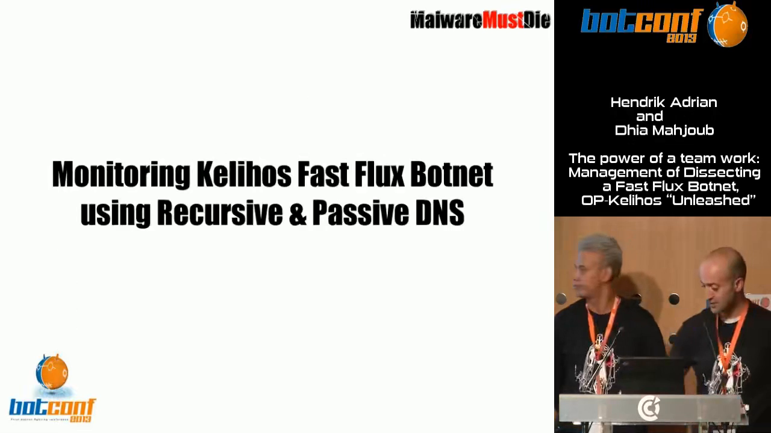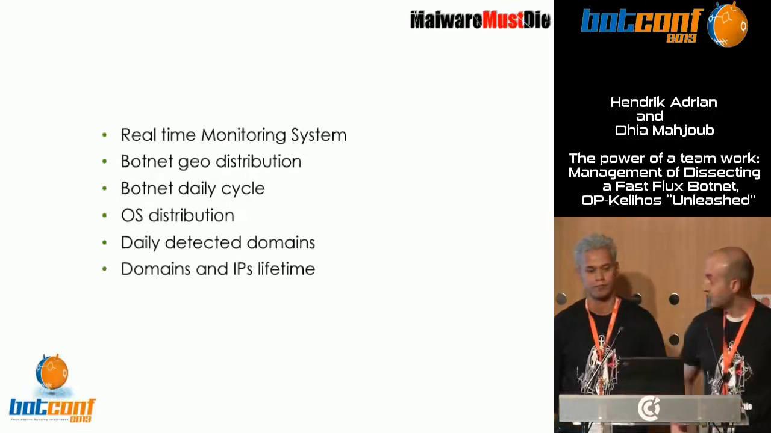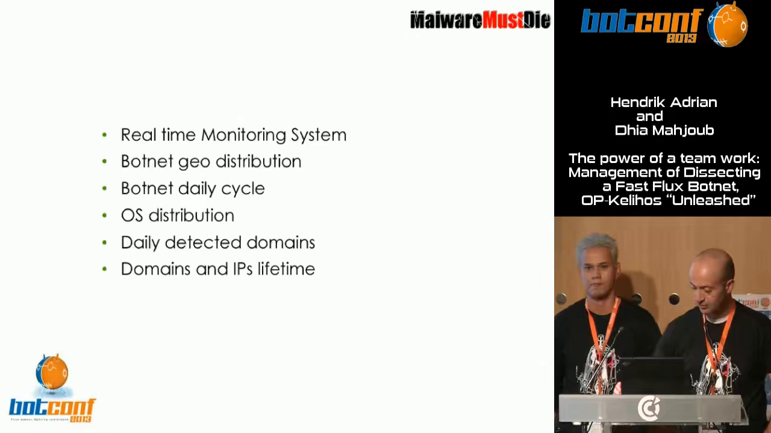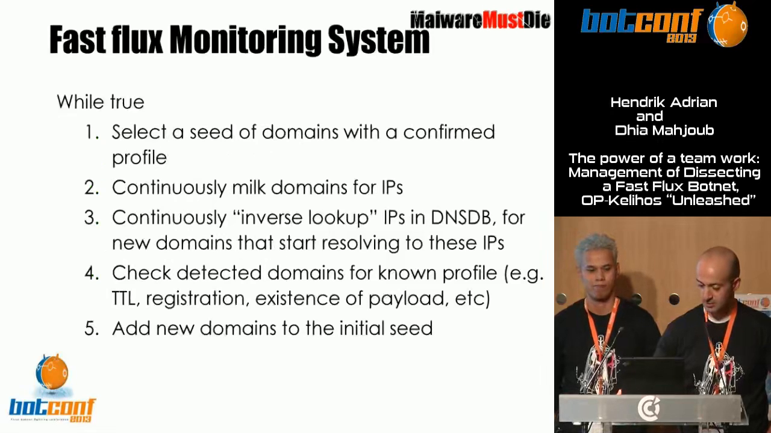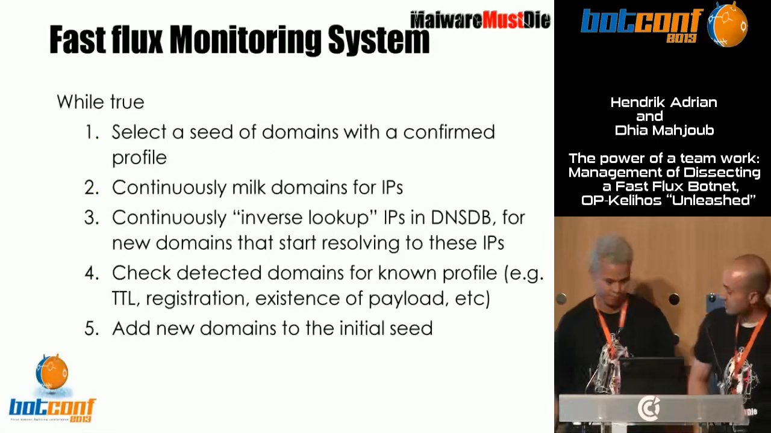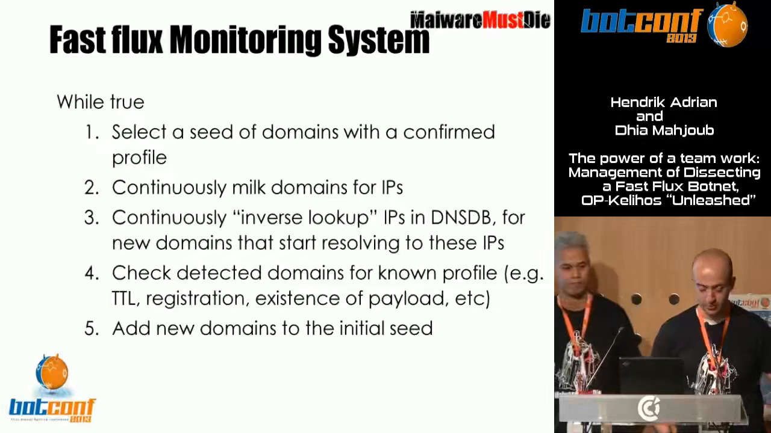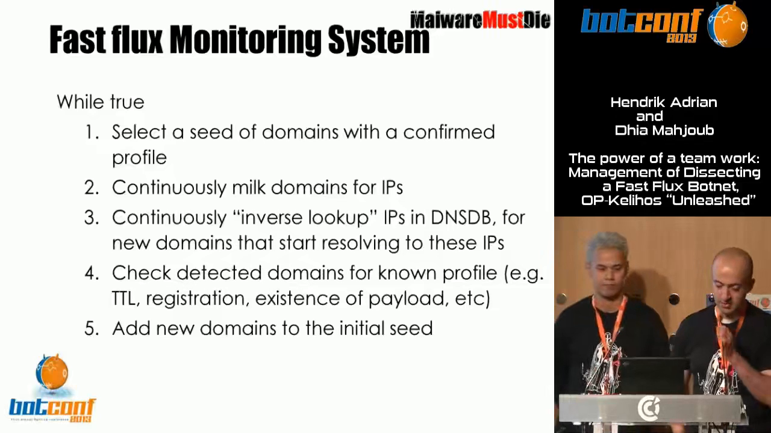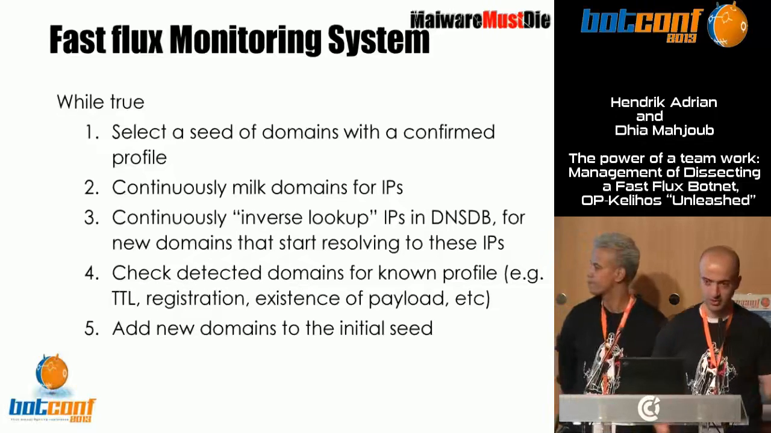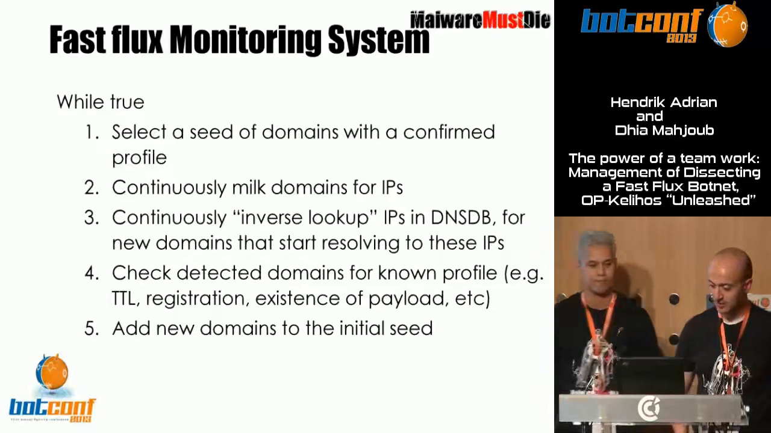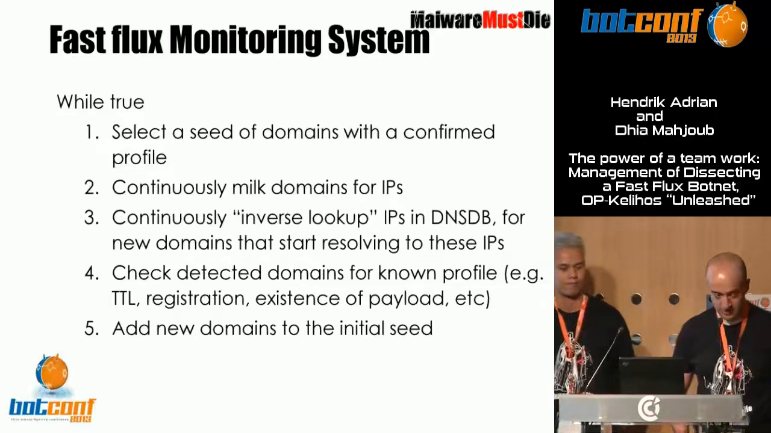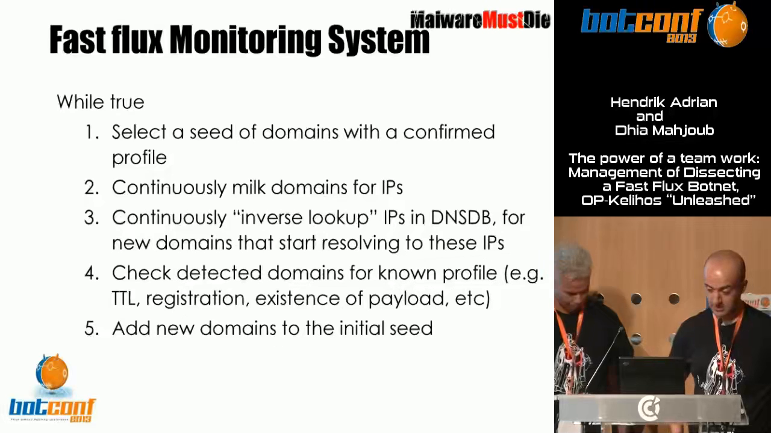So this part, like we said, is the real-time monitoring system, and then we'll describe some of the data and the stats about it. The system is, as you see it here, simple but pretty efficient. Basically, you start with a seed of domains that you know are matching the Kelihos Fast Flux profile. Then you start resolving these domains, and since they have a TTL of 0, you'll get a different IP every second.